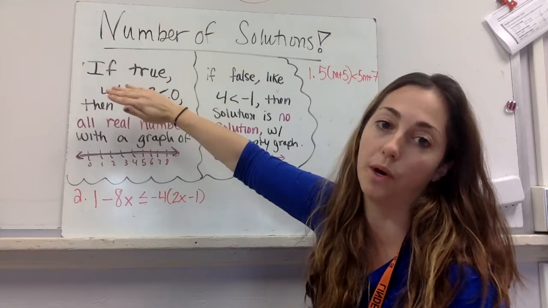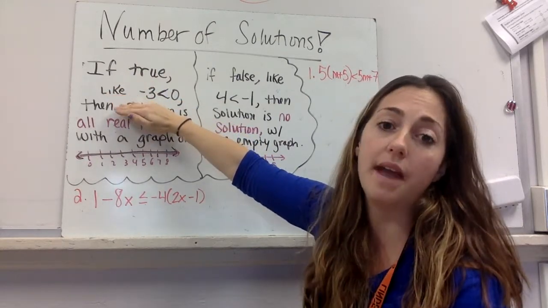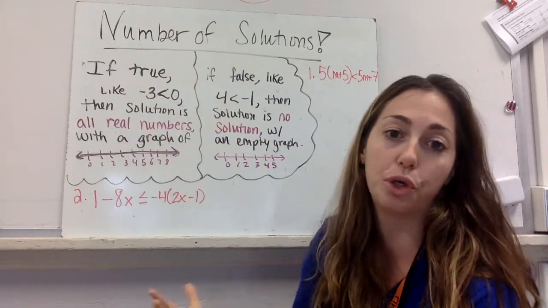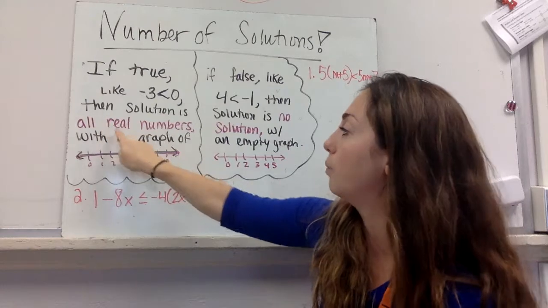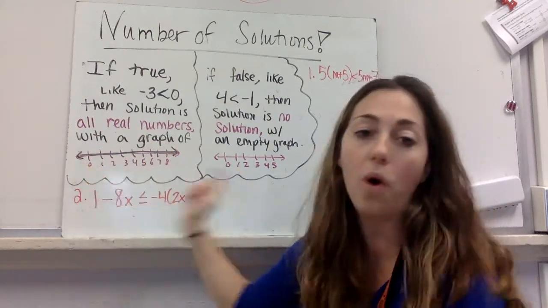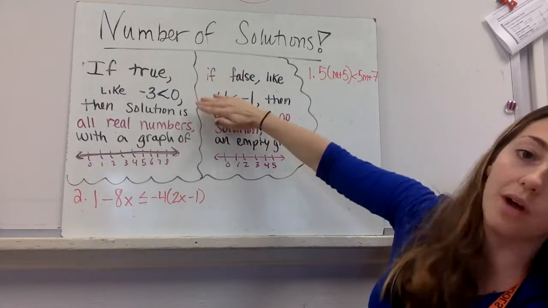If the statement is true and your variables eliminate, and you have something like -3 is less than 0. Is -3 less than 0? Yeah, that's true. Then your solution is all real numbers. And the graph looks like this. It'll have all the numbers and all of them will be shaded in with the arrows saying it goes on forever.